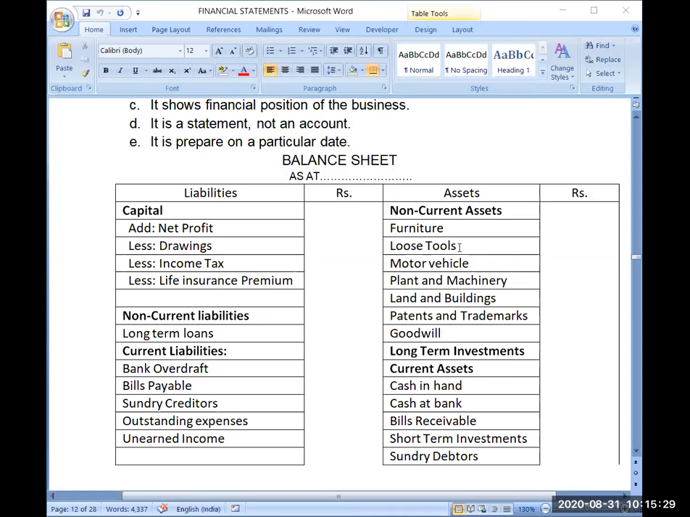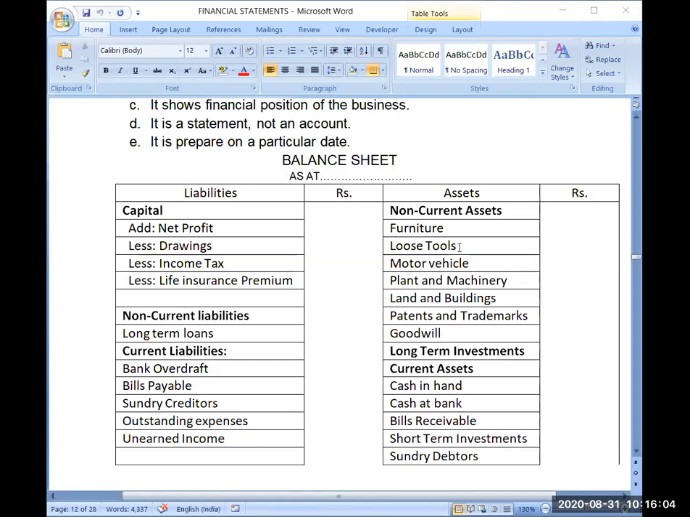The next one is motor vehicle. Motor vehicle is your fixed asset, whether you are having a bike or car. Plant and machinery, it is also your non-current assets. Land and building. Patents are the special rights. Patents are your special rights which provide you some authority for using some formula or for using some invention.